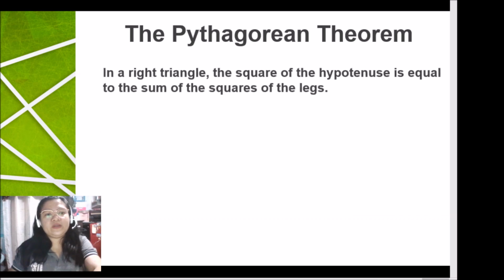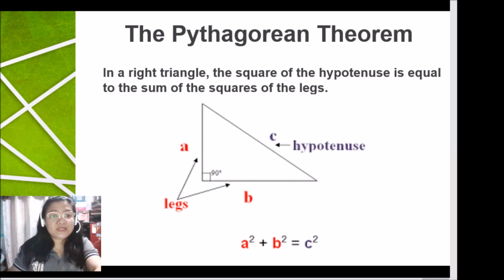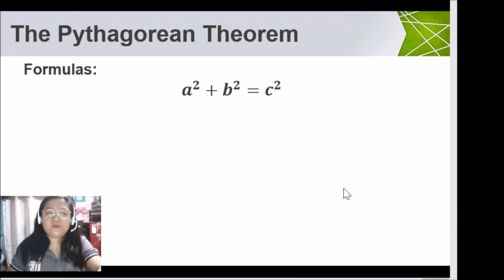The Pythagorean theorem says that in a right triangle, the square of the hypotenuse is equal to the sum of the squares of the legs. A is the side of the square on the base, B is the side of the square on the altitude, and C is the side of the square on the hypotenuse. So A squared plus B squared equals C squared.